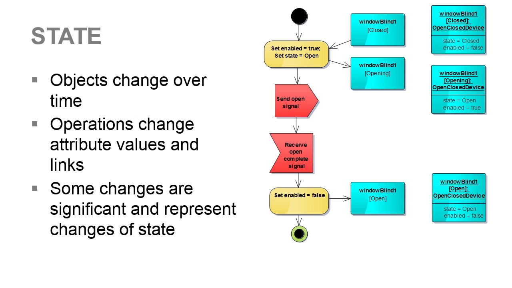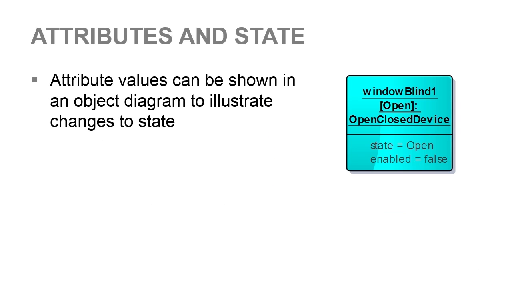The example here shows an activity diagram on the left, which changes the values of the attributes enabled and state in the open-closed device called windowblind1. The object diagram on the right shows the resulting values in the object over time and the changes to the overall state of the object, shown in square brackets as part of the name. So we can use an object diagram to show how state changes over time.